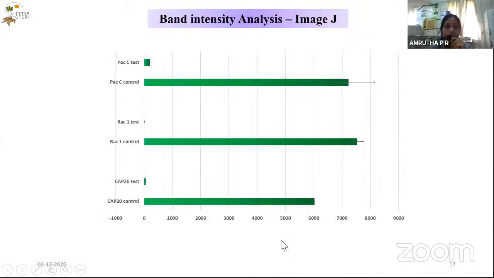These are the results of image analysis using ImageJ, and you can see that in control they expressed PAC-C, RAC1 and CAP20. Coming to endophyte co-inoculation, that is the test, you could see that the expression is negligible. This has to be further validated by using real-time PCR.